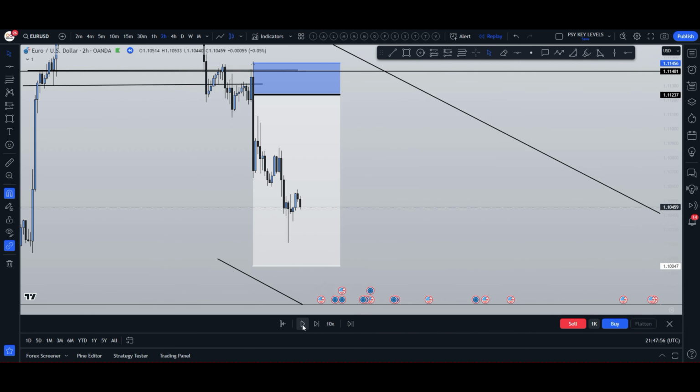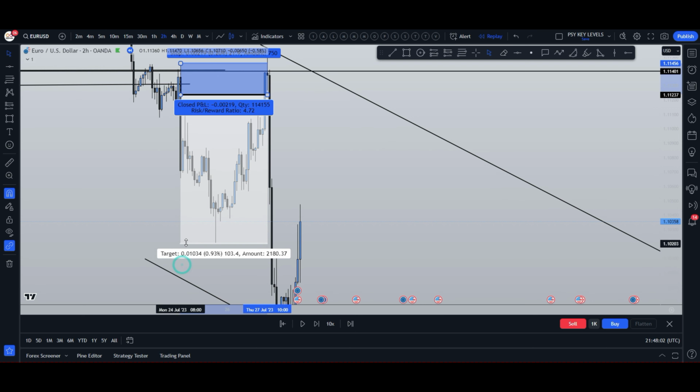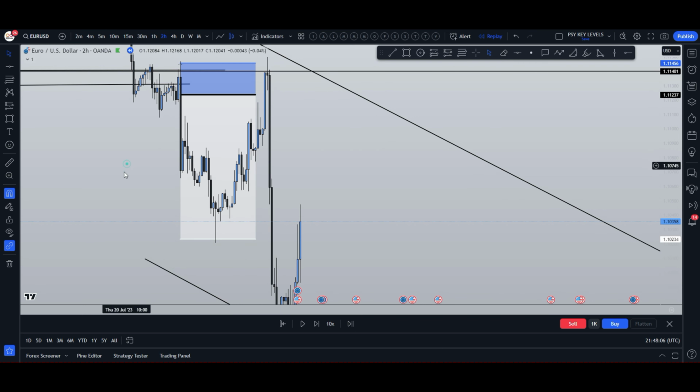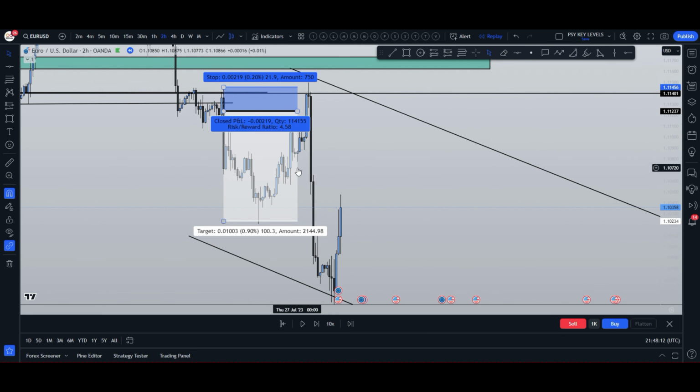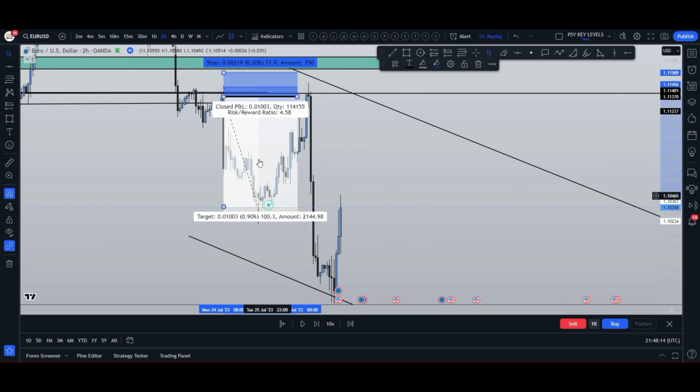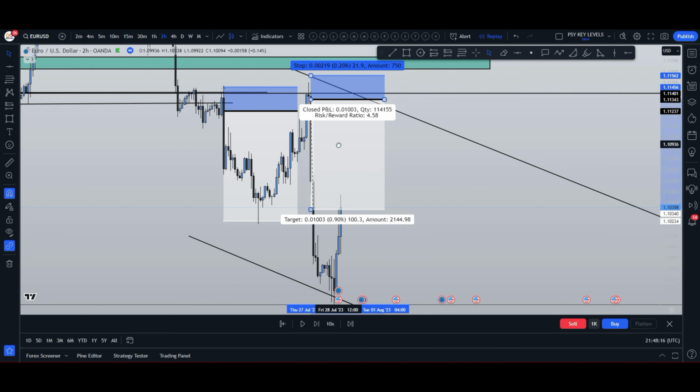Let's speed this up. So you would have just held your trade till here. Nice 1 to 4, 4.5, and there you go. So remember, we're looking for sells, so price does come back up here. You could have taken another entry here.